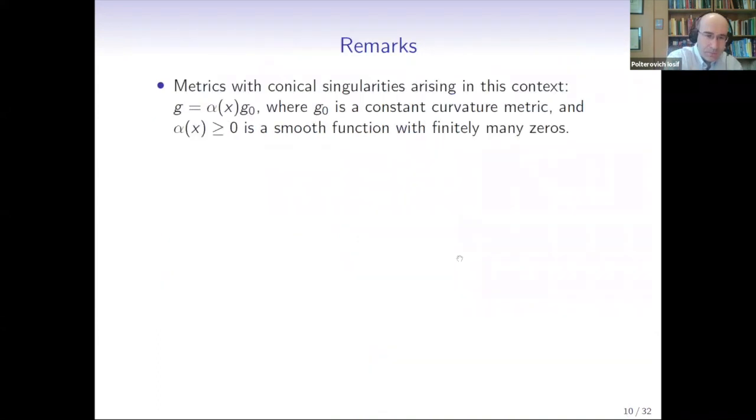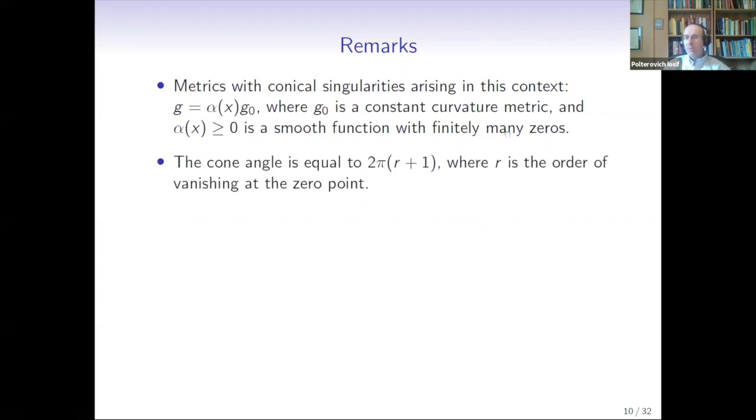And let me make a few remarks. First of all, the metrics with conical singularities that arise in this context are very particular. You can think about them in the following way. By the uniformization theorem, in each conformal class you can fix a background metric which will have constant curvature. Let us fix it once and for all. It's called g0. And then we're allowing conformal factors which are smooth and have finitely many zeros. These zeros, which in the Riemannian world are illegal, here will produce metrics with conical singularities. And the cone angle is actually a multiple of 2 pi.